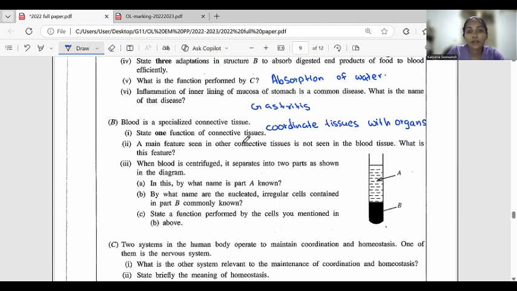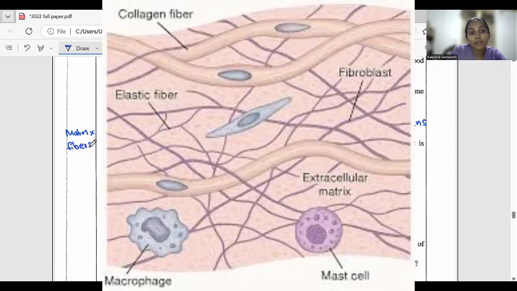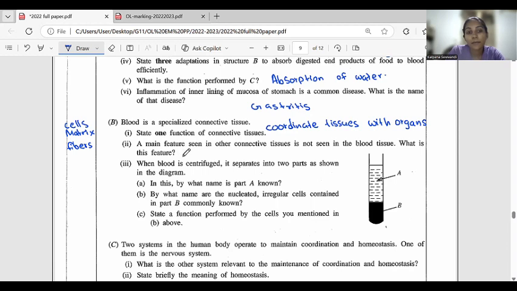A main feature seen in other connective tissues is not seen in blood tissue. What is that feature? Mainly, connective tissues contain matrix, and it contains fibers and cells. In blood, the plasma is the matrix, but plasma is not secreted by the blood cells. As well, in blood there are fibers, but we can see fibers only during blood clotting. In normal states, fibers are not present.